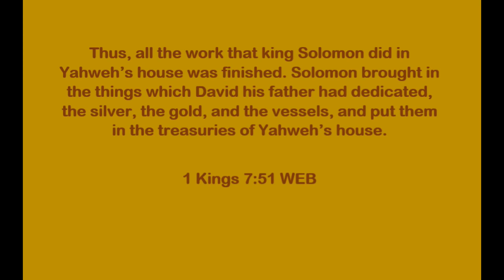before the inner sanctuary, of pure gold, and the flowers, the lamps, and the tongues of gold, cups, the snuffers, the basins, the spoons, and the firepans of pure gold, and the hinges both for the doors in the inner house, the most holy place, and for the doors of the house of the temple, of gold. Thus all the work King Solomon did in Yahweh's house was finished. Solomon brought in the things which David his father had dedicated, the silver and gold and the vessels, and put them in the treasuries of Yahweh's house.